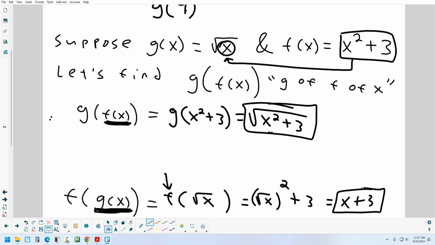Okay, we haven't found domain and range yet. We are going to do that. But for now, I just want you to understand how to take two functions and compose them.